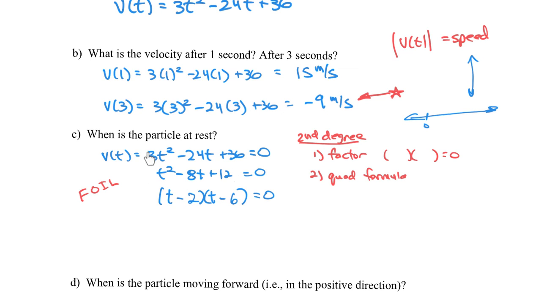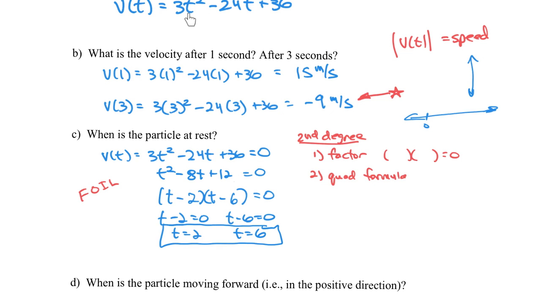And now we've got this binomial times this binomial is 0. To make that happen, either of these could be 0. So it could be that t minus 2 is 0, or it could be that t minus 6 is 0. If I add 2 to each side, I get t equals 2. Add 6 to each side, I get t equals 6. So basically, the particle is at rest at these 2 times. These values, if I plug into the velocity function, will give me a 0. And you can try it.